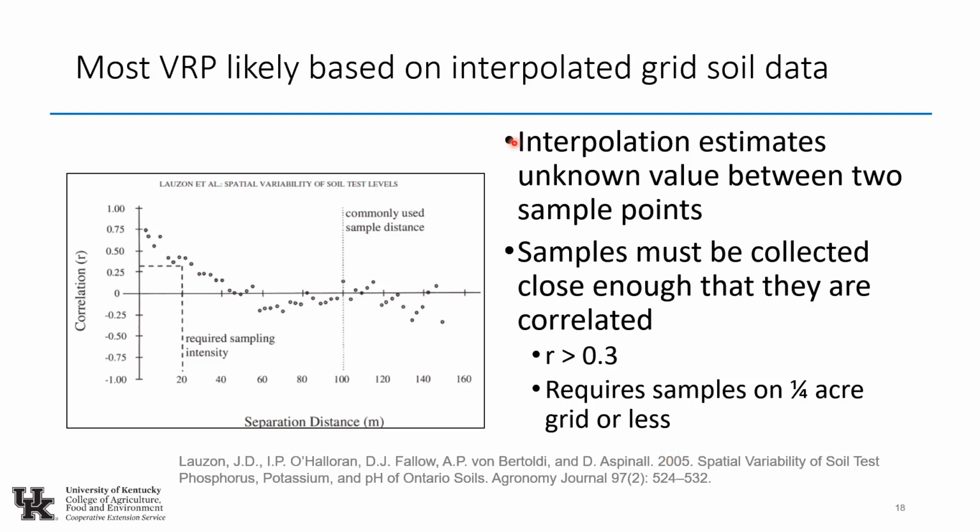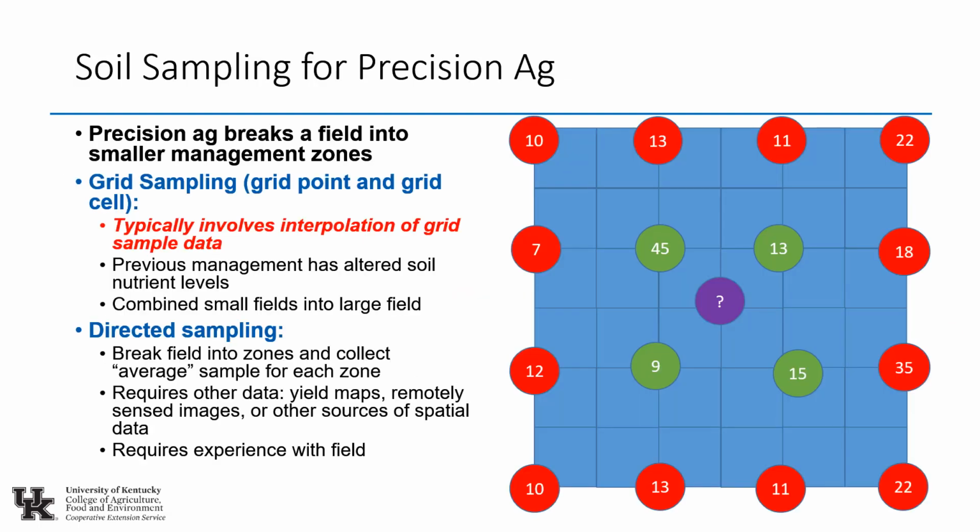So what do you do when you interpolate? You're estimating an unknown value between two sample points. Let's go back and look at this previous figure. With interpolation, let's say we're trying to identify what is the value here at this point where we didn't sample. Let's say this is a 2-acre grid, and there's random variability, we call it stochastic variability, in soil test values. You're going along collecting samples: 10, 13, 11, 22, 18, 13 parts per million phosphorus. And then you hit this one point, it's 45 parts per million phosphorus.